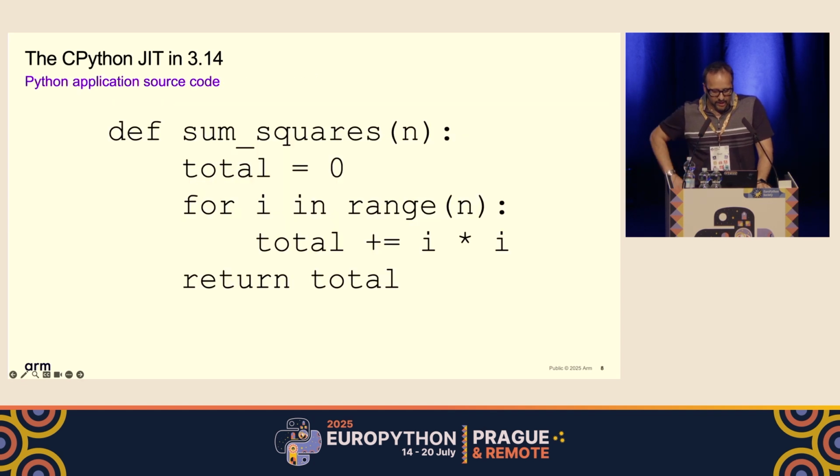Now that we've seen the big picture, let's follow a concrete example through the entire execution pipeline. We have a function here that we're going to follow in detail. It's called sum_squares. It takes n as an input. It's a very simple loop. A total is initialized. It iterates over a range of n, and it adds i times i to the total. And then finally, it returns the result.